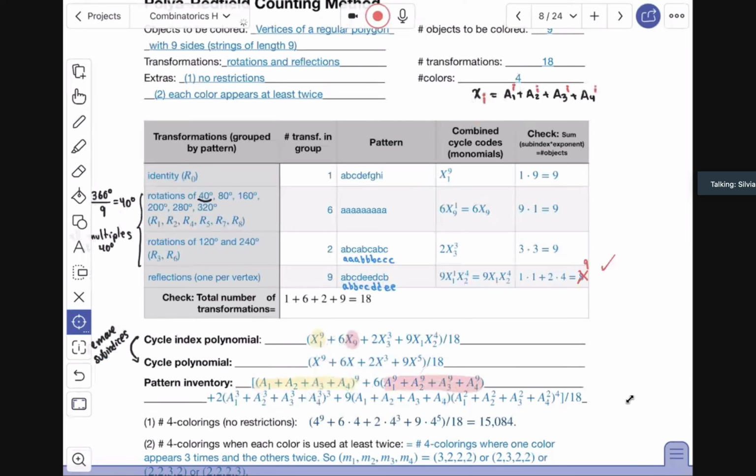And then this one, the 2 remains there, and then I have x3, and the exponent 3 remains there. So I'm replacing the x3; the exponent and the coefficient are exactly the same. I'm replacing it by the sum of the third powers.